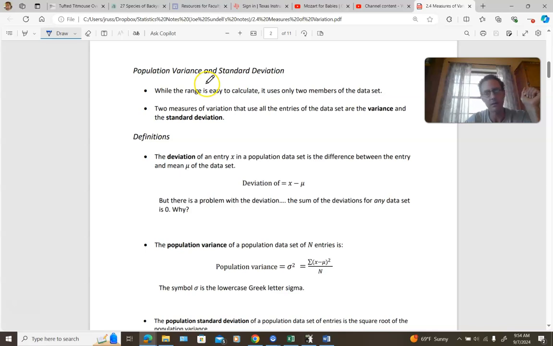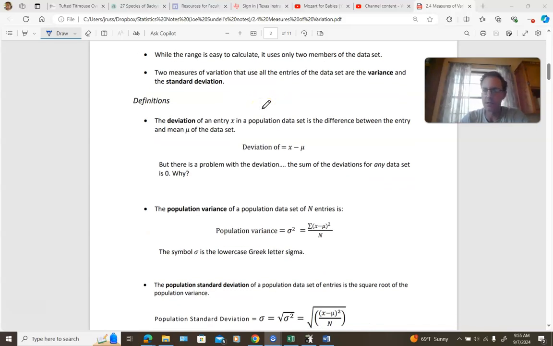Like we saw, the range is going to be easy to calculate, but it only includes two members of the data set. When we find the variance and the standard deviation of a data set, that's going to include every single data entry. And consequently, this is going to be a much more accurate and telling picture of how spread out that data is. All right, so let's look at how to find it, and we'll look at what these Greek letters mean.